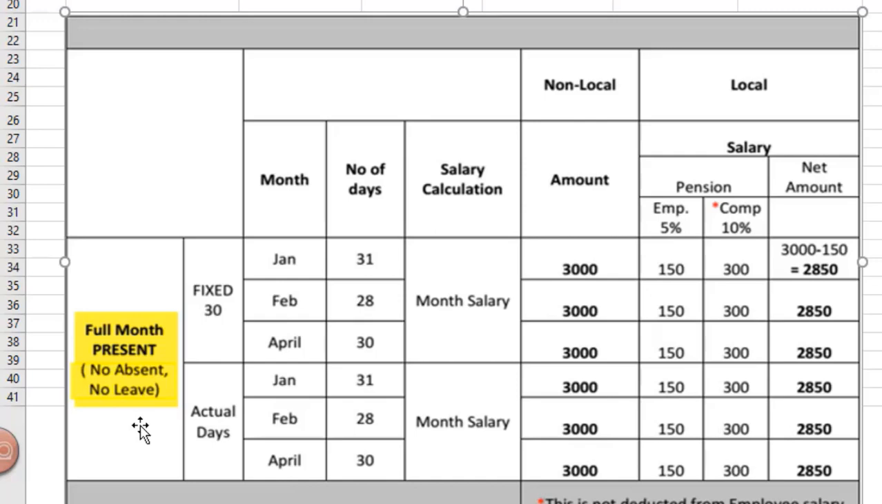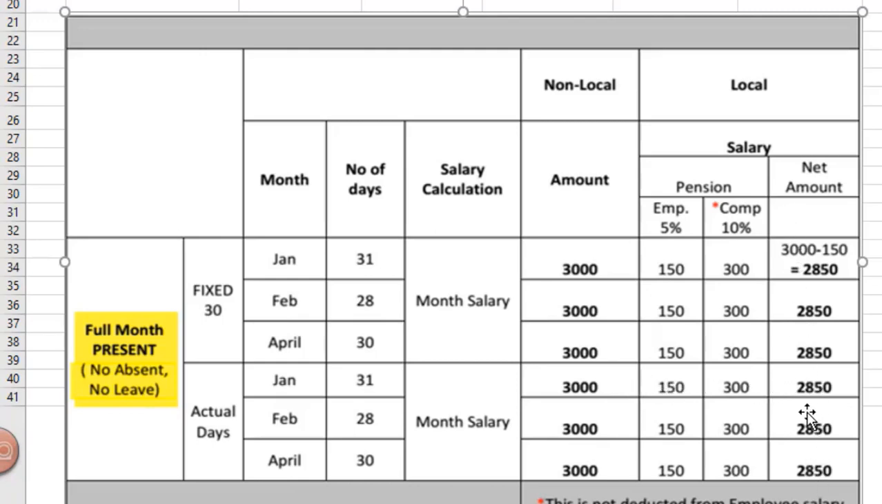Once there are any leaves or absences created, then in this case, it will be affecting the salary based on actual month days differently in each month. But since we're talking about no absences and no leaves at all, they would also be considered 3,000 for the non-locals, and for the locals, the same exact calculation, which is 3,000 minus 150, which gives us 2,850 for all of them.